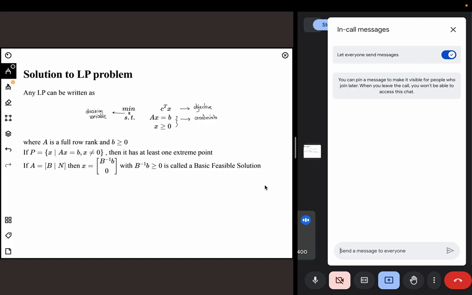Now, let's say we define a set P such that Ax equals B and x is greater than or equal to 0. Then it has at least one extreme point. Suppose P is a set such that it has at least one extreme point. Then what can we say about it? We can split the matrix A like this. A is a matrix of m by n, where n is the variable dimension and m is the number of constraints.